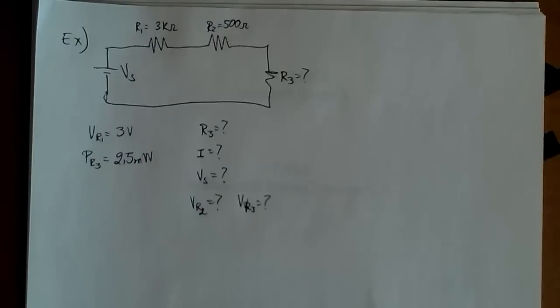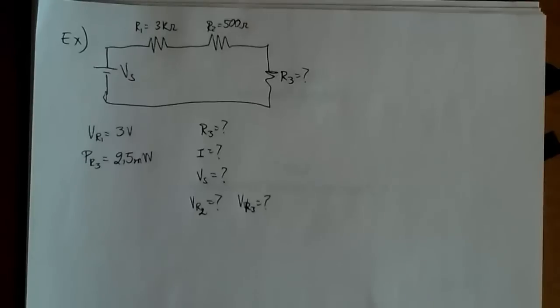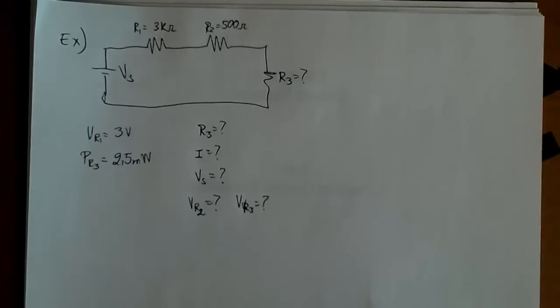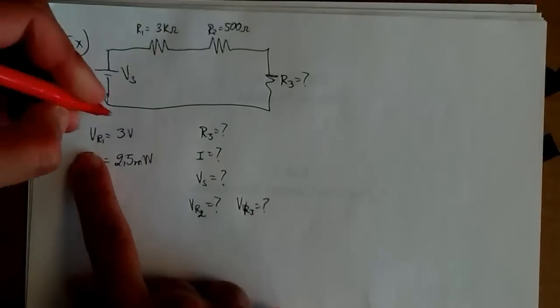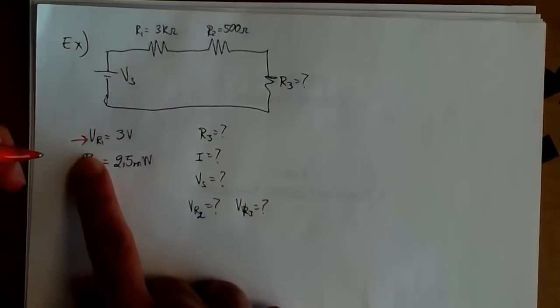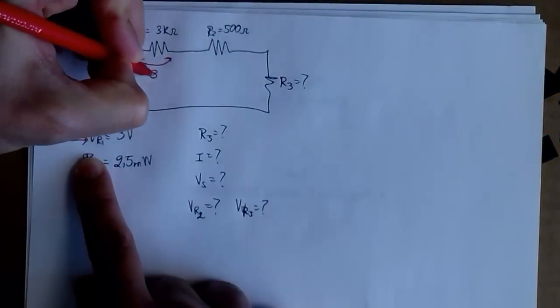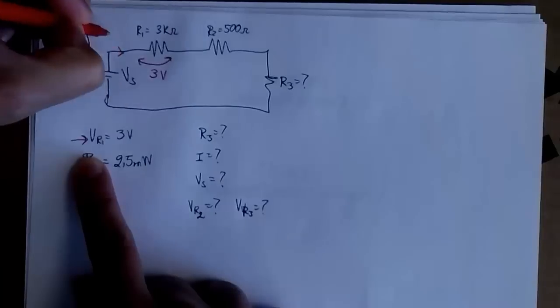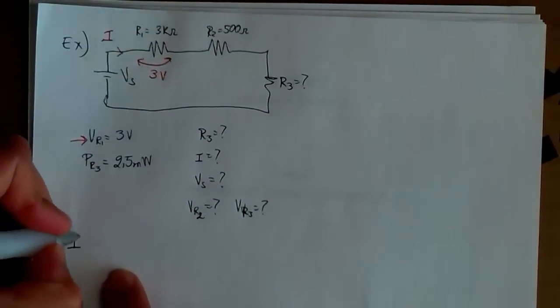Now in this third example we have 3 resistors in series. We know the value of 2 of them, we don't know the value of the third one, and we want to know the current, the voltage provided by the source, and the voltage drop across R2 and R3. We know the voltage drop across R1, in this case is 3 volts, and we have here 1 current I flowing in the circuit. And we also know the power dissipated by R3.